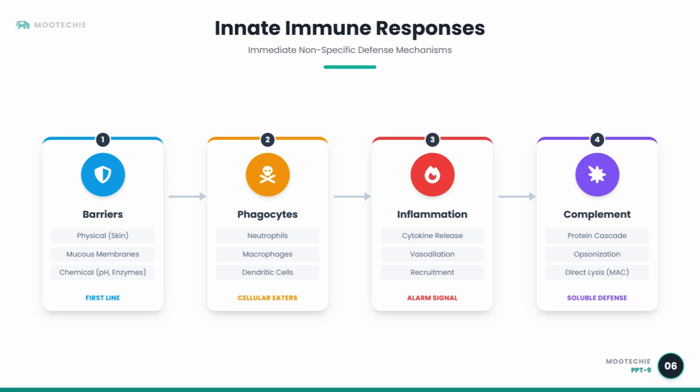Finally, we have a soluble defense system called the complement system. This is a cascade of proteins that can coat microbes in a process called opsonization, making them easier for phagocytes to eat, or even directly lyse or burst the microbe by forming a membrane attack complex or MAC.